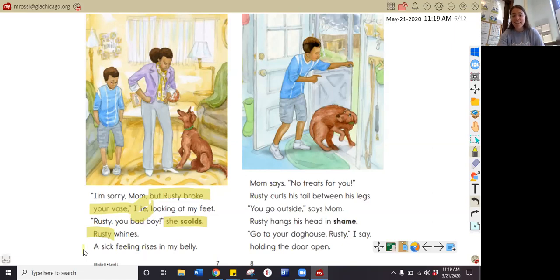In the story, I see that the boy says, a sick feeling rises in my belly. Friends, if you don't feel so good in your belly, do you think he feels good about lying or not so good about lying? He doesn't feel so good about lying. Nice job if your voice was on to answer that question with me. He feels bad about lying. Yes, because I know when I get a sick stomach, it makes me feel bad about something.